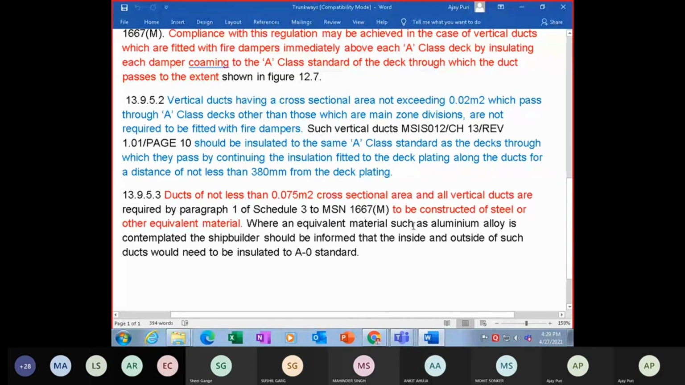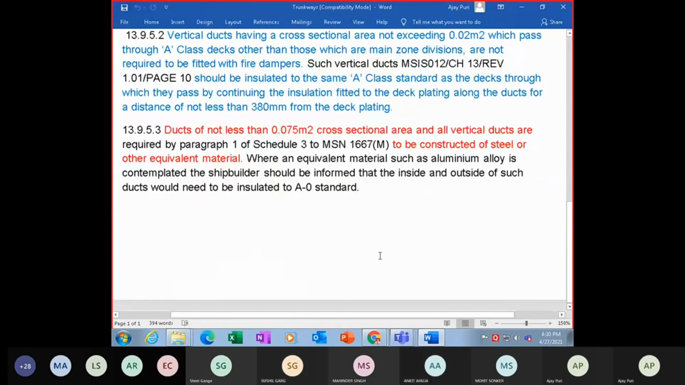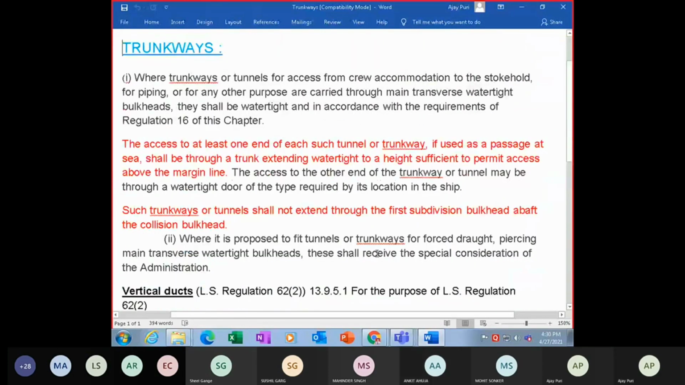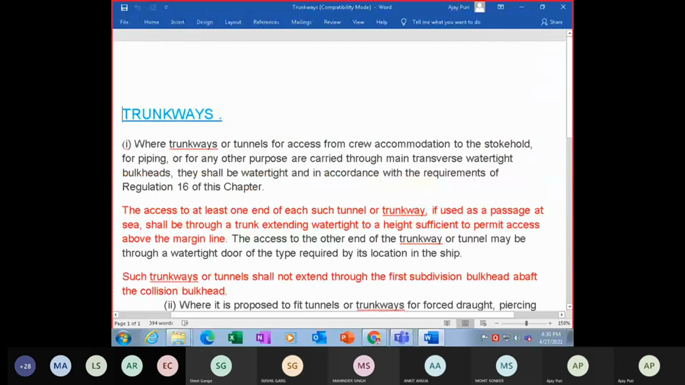And where equivalent materials such as aluminum alloy are contemplated, the shipbuilder should be informed that the inside and outside of these aluminum alloy ducts should be insulated by A0 standard material. That is your requirements for ducting, trunkways and vertical ducts.